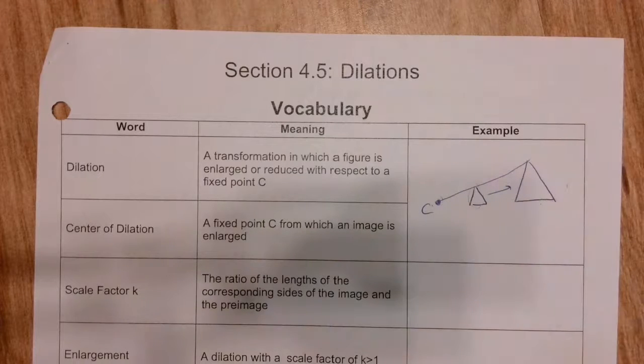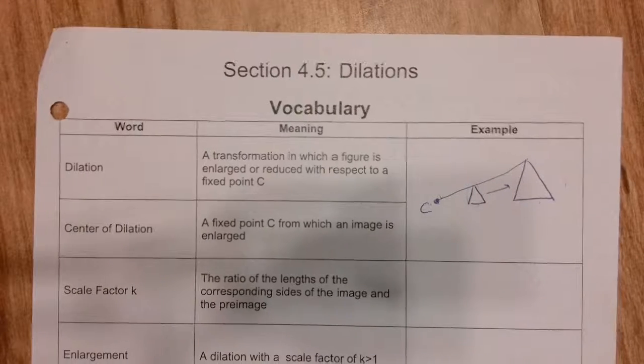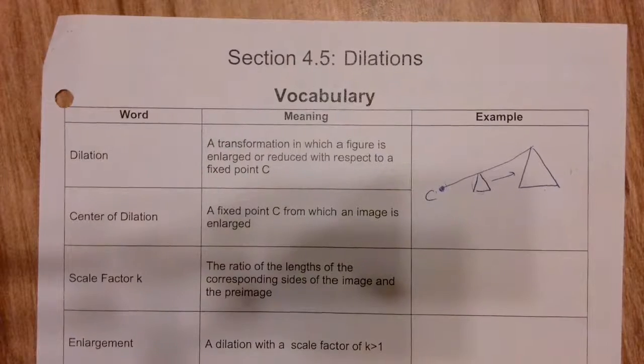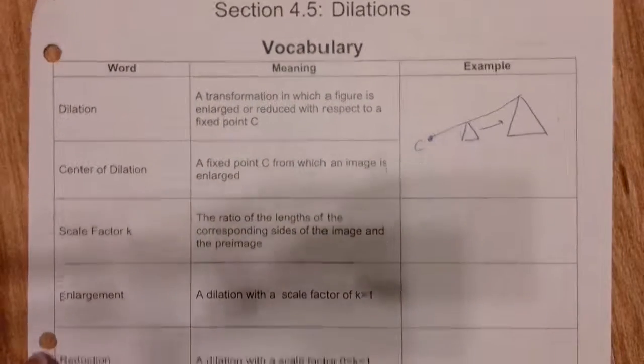We use dilations a lot, making pictures bigger and smaller. My guess is that probably at some point in time today or this week you have taken a picture and then zoomed in or zoomed out. Those are dilations. You're taking something and you're making it bigger or smaller. They use it a lot in projects like movie making and things like that, drawing something to scale and then making it bigger. We use this quite a lot.